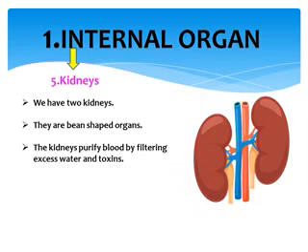So what does the kidney do? It purifies the blood by filtering excess water and toxins. All the waste is removed from the blood with the help of the kidney. So it purifies the blood by filtering the excess water and toxins present in the body. This is the right and the left. The right is slightly lower than the left kidney.